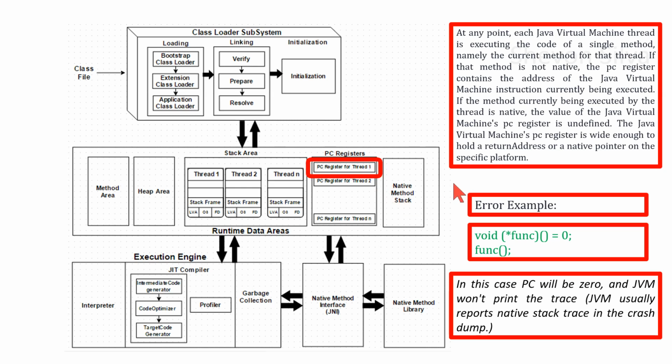Here in this case, the PC will be 0, the program counter will be 0, and the JVM won't print the trace. The JVM usually reports a native stack trace in the crash dump. Here you can see in the C function, a function pointer is assigned to 0 and then it's called, so the program counter will be 0.